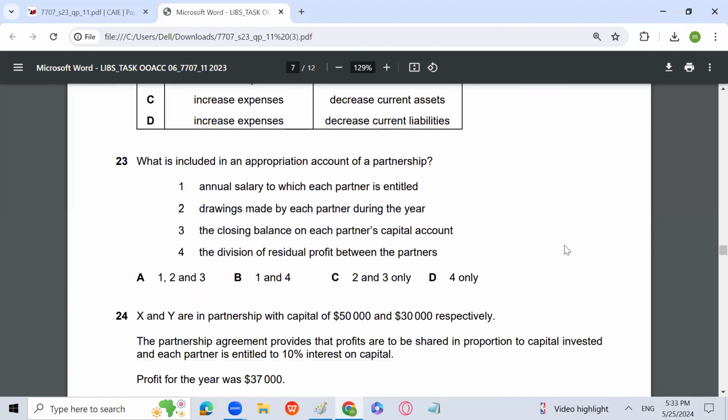What is included in the appropriation account of a partnership? Annual salary to which each partner is entitled? Yes. Drawings made by each partner during the year? No. Closing balance on each partner's capital account? No. The division of residual profit between the partners? Yes. So 1 and 4 is the answer.